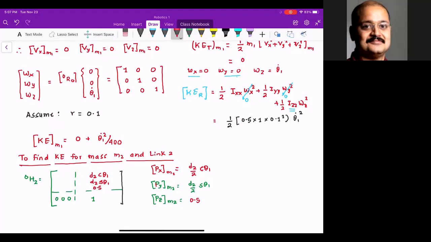So now we need to find the velocities. It is important to note that d2 is a variable, theta 1 is a variable, so you have to use the chain rule. So Vx of m2 is 1/2 d2 dot cosine theta 1 minus d2 sine theta 1 dot. Are you with me so far? Everyone understood? This is u times v, u dot v plus v dot u.